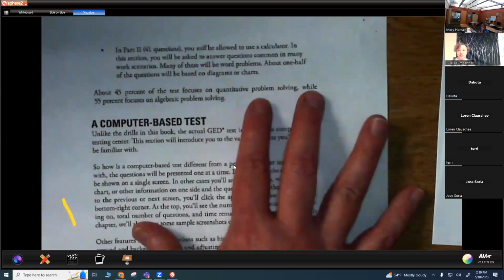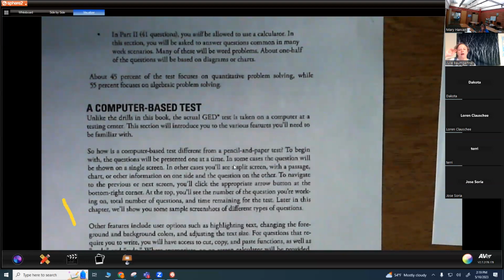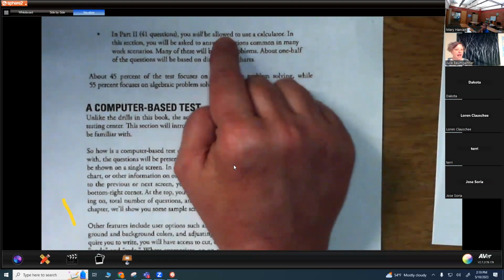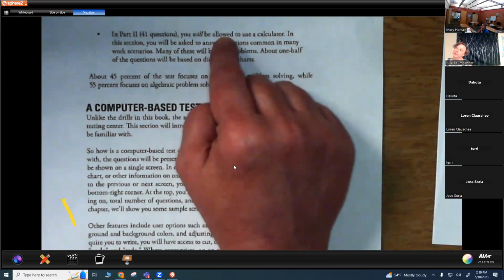All right, so then part 2, 41 questions, and this is calculator allowed. Now, just because you're allowed a calculator, do you think you'll need it for all 41 problems?